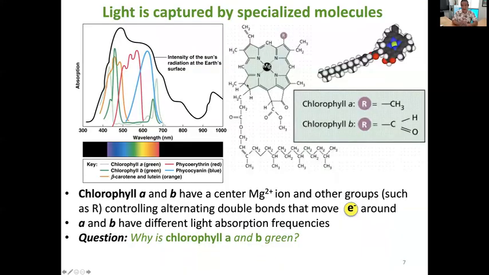Okay. So the light is being captured in these protein complexes by special molecules, right, that are essentially the one main type of prosthetic group used to deal with these electrons in photosynthesis. And among these are the chlorophylls. So this is a structure of chlorophyll A and chlorophyll B.